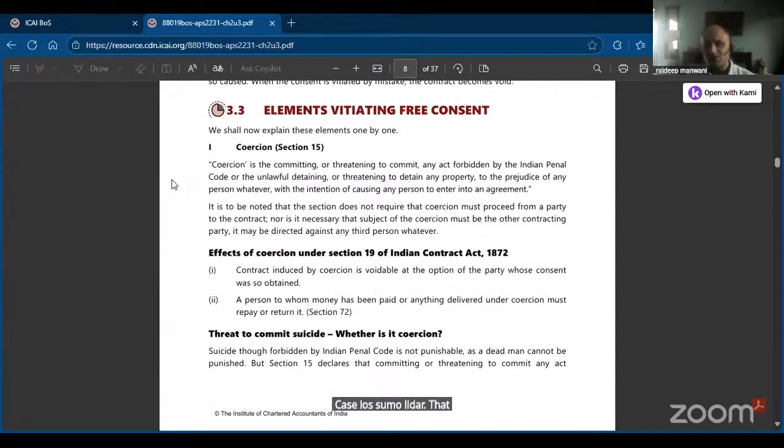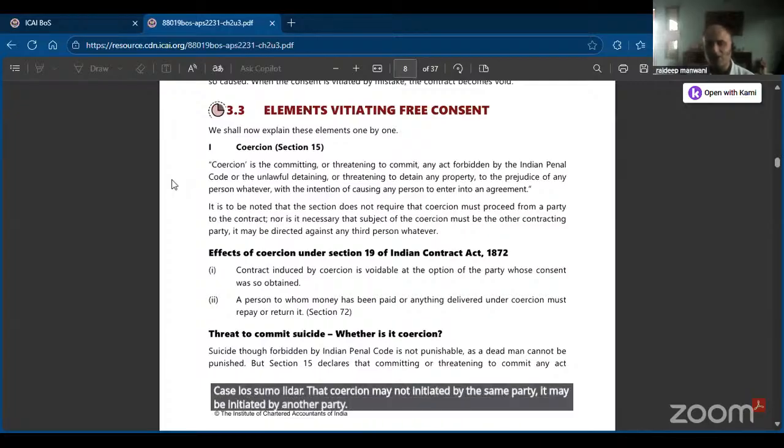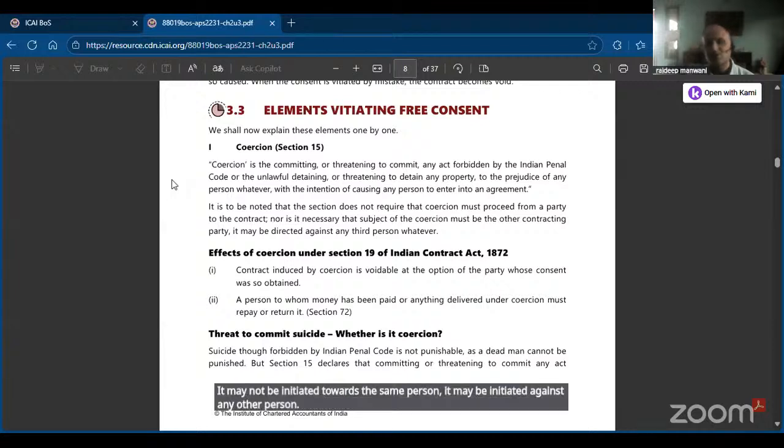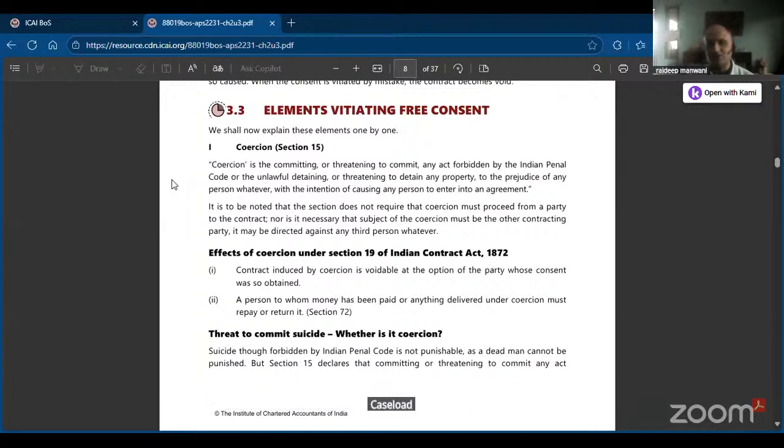Coercion may not be initiated by the same party. It may be initiated by another party. It may not be directed towards the same person. It may be directed against any other person. Case law: Hansraj versus Secretary of State. I wanted to give you one more case, which is a very famous case.